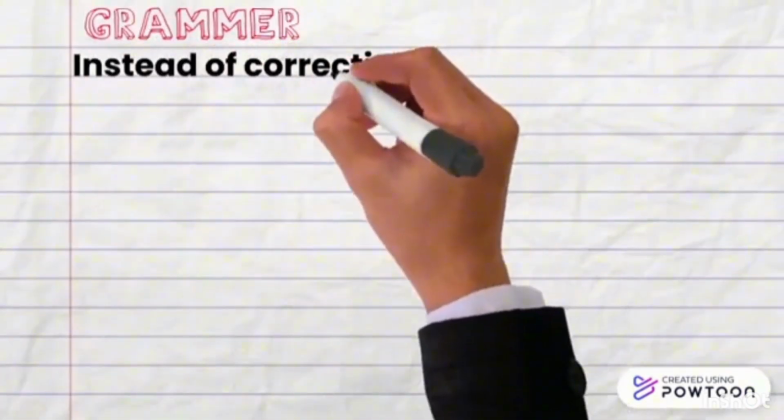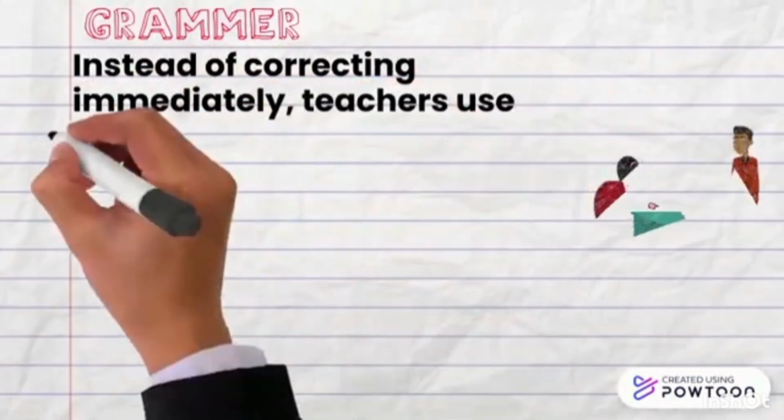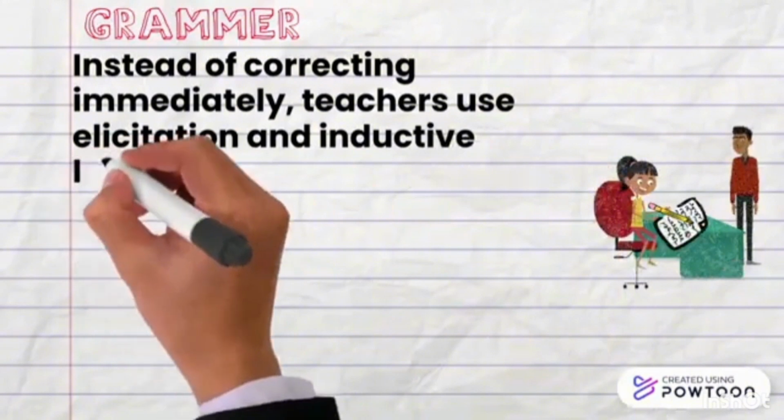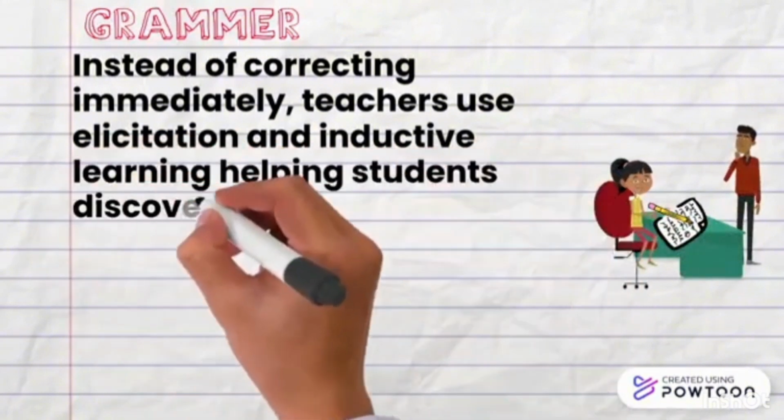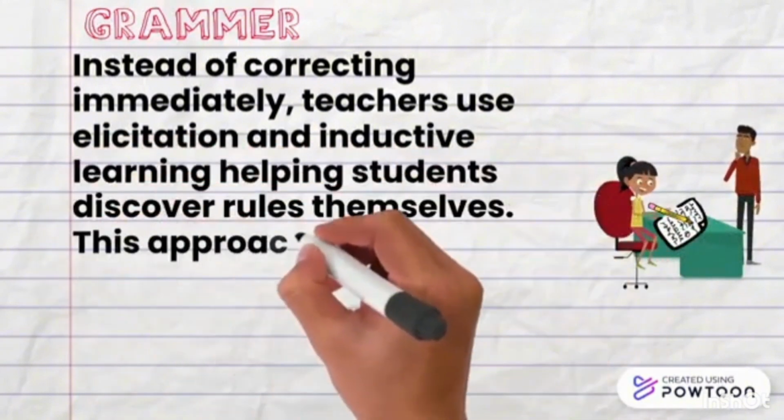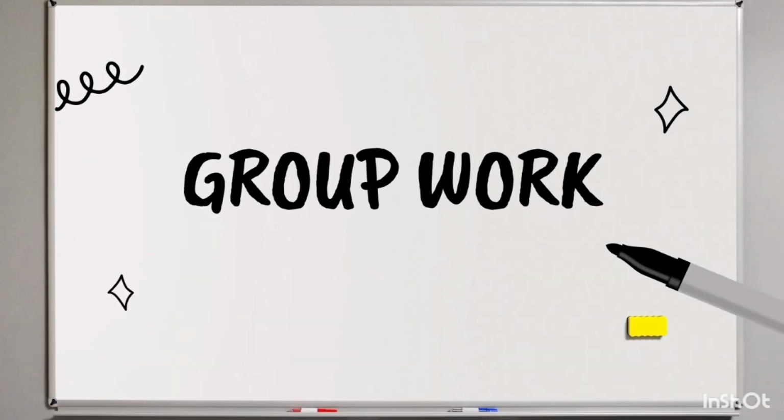Instead of correcting immediately, teachers use elicitation and inductive learning, helping students discover rules themselves. This approach encourages reflection and deeper understanding.